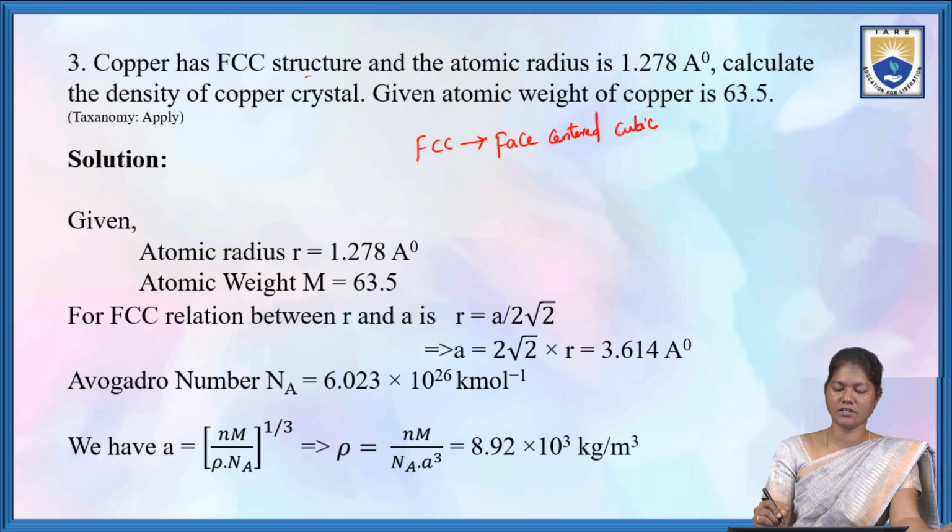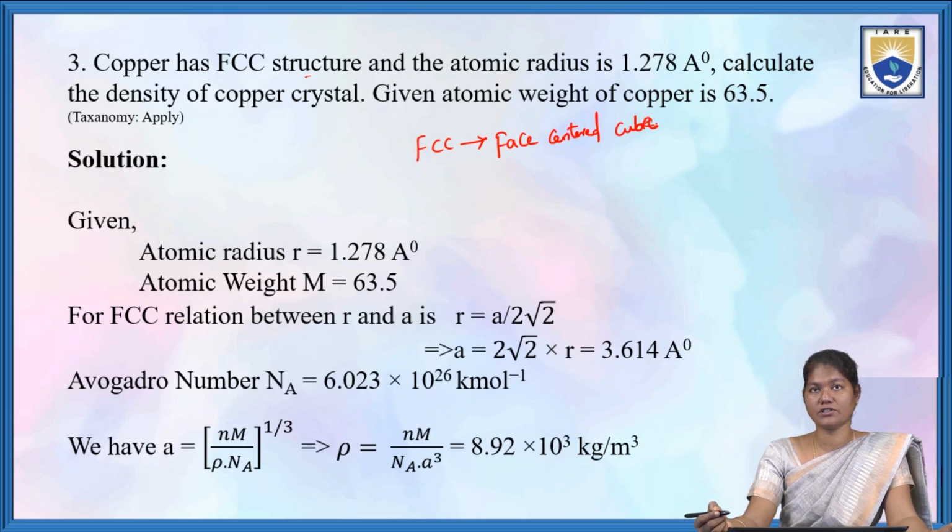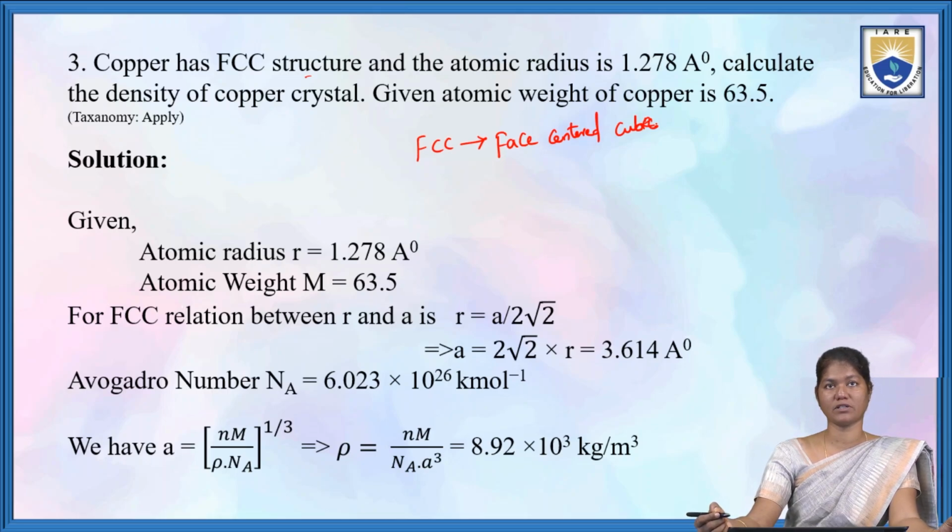So, face-centered cubic structure. Copper has an FCC structure and the atomic radius is 1.278 angstroms. Calculate the density of the copper crystal. The atomic weight of copper is given as 63.5. So this is the applying level of Bloom's taxonomy.